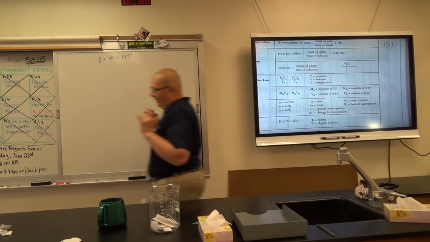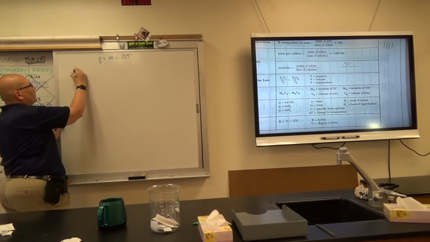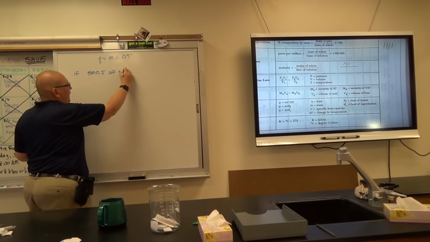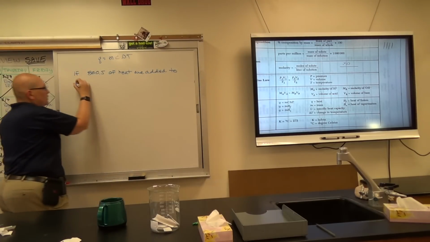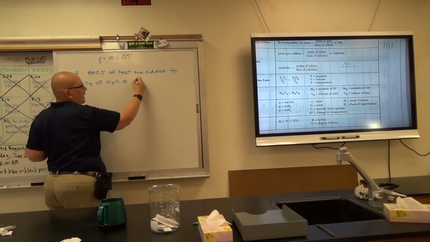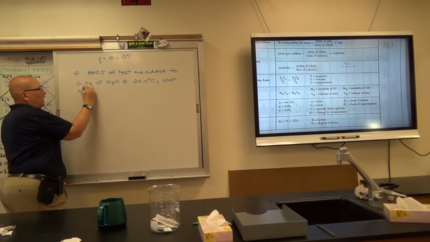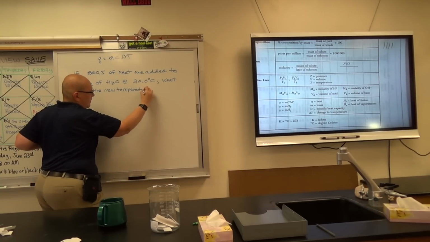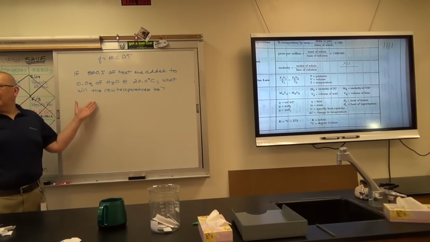Now the question that I got most often on the Regents review looked something like this. If 800 joules of heat are added to 10.0 grams of H2O at, let's say, 20 degrees Celsius, what will the new temperature be? This was the one that came across most often. Do you guys recognize this?